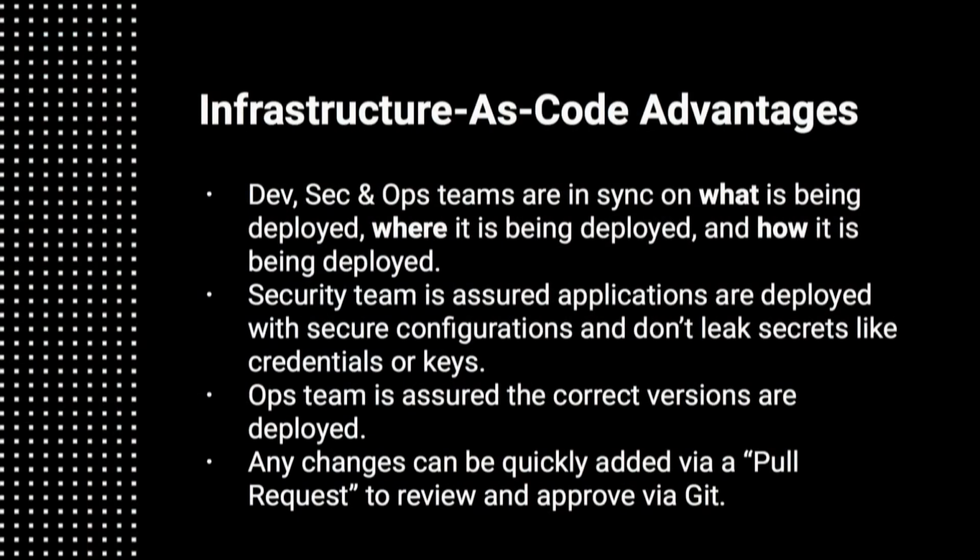And in my view, the first step is to actually start by writing your infrastructure, or expressing your infrastructure, as code. Right? Once you do that, there are a lot of advantages. Once you express your infrastructure as code, the dev, sec, and ops teams are in sync on what's been deployed, where it's getting deployed, how it's getting deployed, and everyone is assured, right? The security team is assured that there are no keys or credentials that are getting leaked out. The ops teams are certain that's the right version they're deploying and where it's going to get deployed.